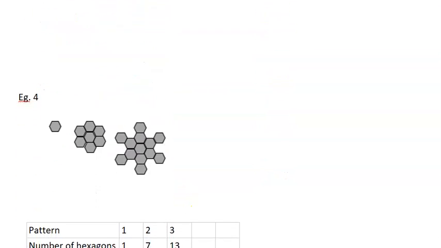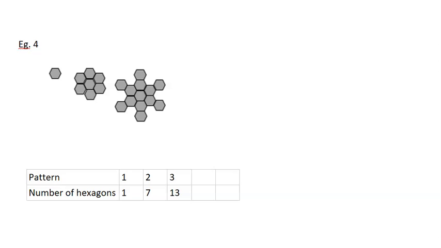Okay, the last example that I just want to go through is a kind of visual pattern type example. Now, when you have a pattern like this, often using a table helps you a lot. So it's like pattern number 1, pattern number 2, pattern number 3. And in pattern number 1, there's just 1 hexagon. In pattern number 2, there are 7 hexagons. Pattern number 3, there are 13 hexagons.